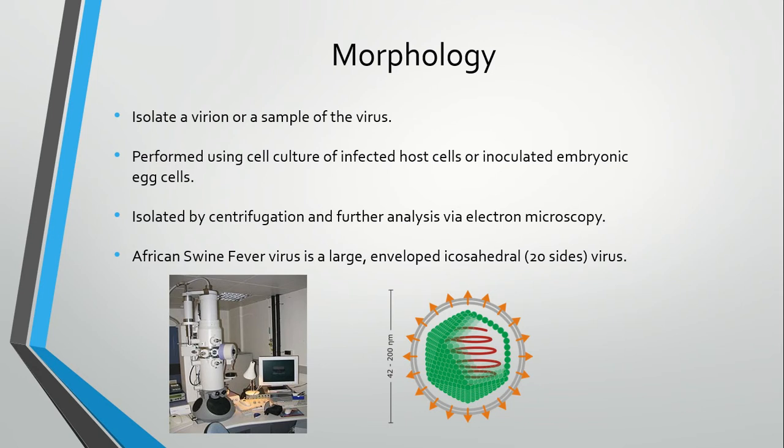The morphology of the African swine fever virus is a large enveloped icosahedral virus, meaning it has 20 sides. To determine the shape of the African swine fever virus, you will first need to isolate a virion or sample of the virus. To do this, you'll have to perform a cell culture of infected host cells or inoculated embryonic egg cells. The cells, which are the growth medium, will then be harvested and the virions isolated by centrifugation. The virions or inoculated cells will further be analyzed by electron microscopy to confirm the virus's morphology.